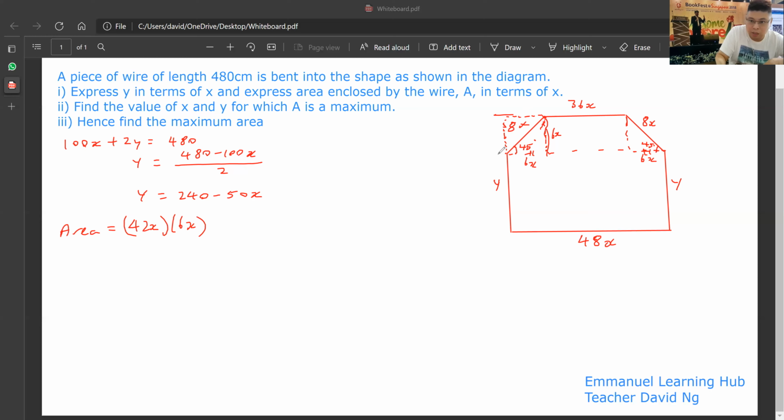Okay, I get this piece because this piece shifted here. So it becomes this piece. And next is the big piece of rectangle, right? 48xy. Okay, that's the area of this whole thing. So 42 times 6, 252x square. Your y is this guy, right? I sub it in.